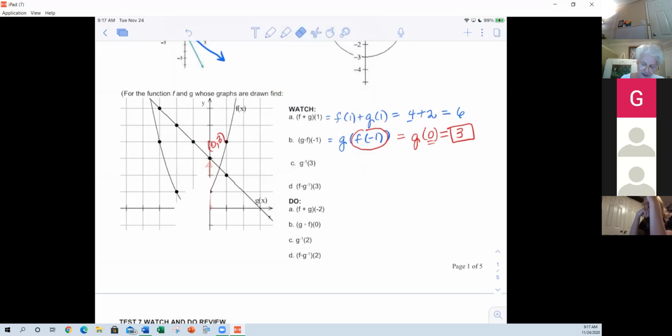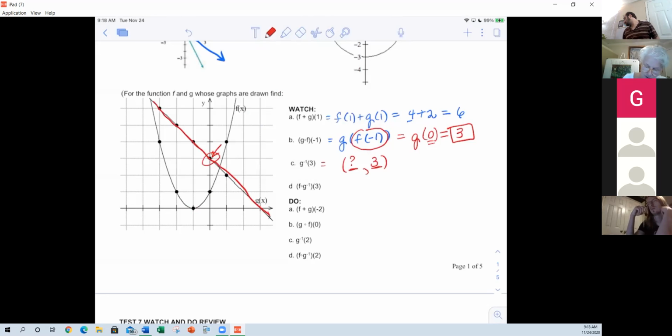Now, when I'm talking about an inverse function, what this is saying, I'm looking on the g graph, and I'm looking for where the y value is 3. And my question is, what's the x value? So I go to 3 on the y-axis, and I match it with the g graph. And so the point right here would be 0, 3.